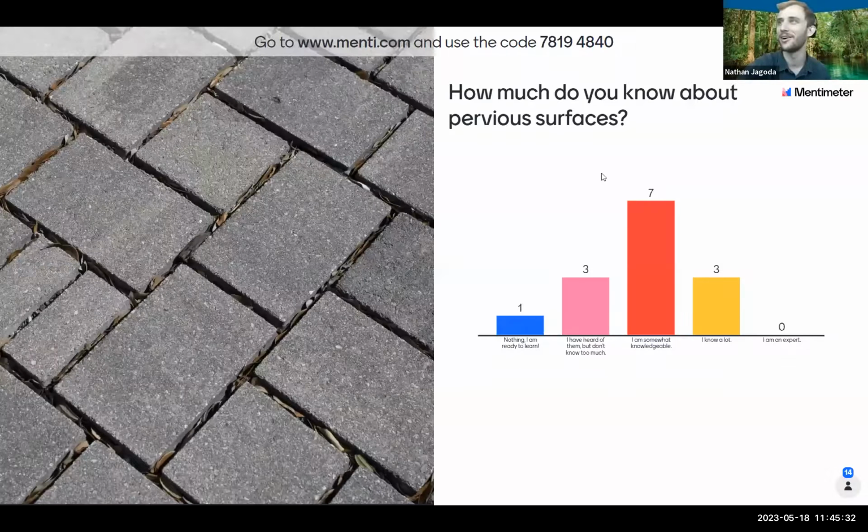I did just want to share my screen one more time. I had one more Mentimeter question I meant to pose to y'all before Eben gave that great overview. So we'll pretend that he didn't, and we are curious about knowing how much you know about pervious surfaces. I'll give you a few seconds to do that before I pass along to Jessica.